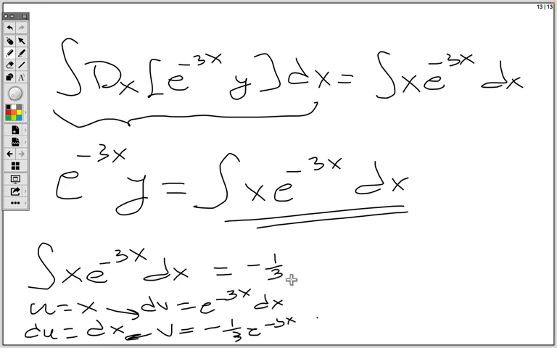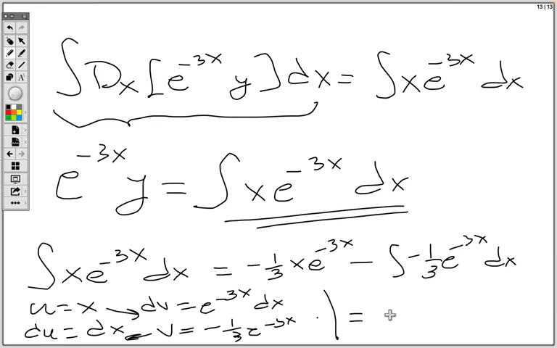So you get a minus 1/3 x e to the minus 3x minus the integral of v du. And so I get a minus 1/3 x e to the minus 3x. The minus and the minus would give us a plus. But then we'd have a third times a negative third, so it'd be another minus a ninth, e to the minus 3x plus a constant.